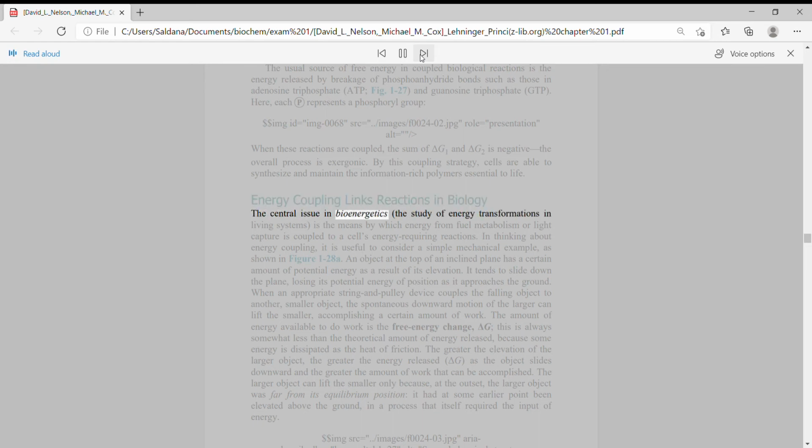The central issue in bioenergetics, the study of energy transformations in living systems, is the means by which energy from fuel metabolism or light capture is coupled to a cell's energy-requiring reactions. In thinking about energy coupling, it is useful to consider a simple mechanical example, as shown in Figure 1-28a. An object at the top of an inclined plane has a certain amount of potential energy as a result of its elevation. It tends to slide down the plane, losing its potential energy of position as it approaches the ground. When an appropriate string and pulley device couples the falling object to another, smaller object, the spontaneous downward motion of the larger can lift the smaller, accomplishing a certain amount of work.